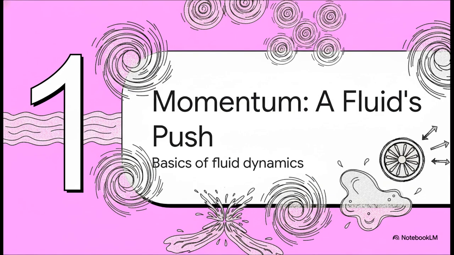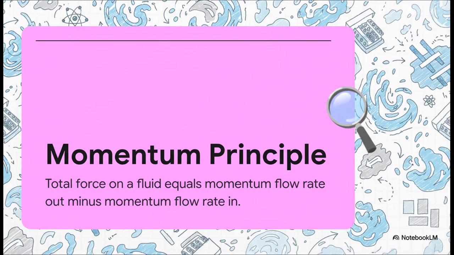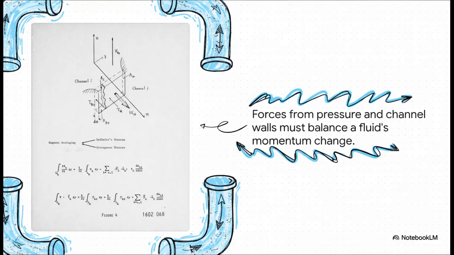Okay, so before we can even think about two fluids interacting, we've got to get a handle on the forces at play in just one of them. In simple terms, momentum is just the push that a fluid has. If you want to change its direction or speed, you have to apply a force. And this principle lets us calculate exactly how much force we need. Just think about water flowing through a bend in a pipe, right? Using that momentum principle, we can figure out the exact force the water puts on that bend. And for an engineer building that pipe, that's absolutely critical information.